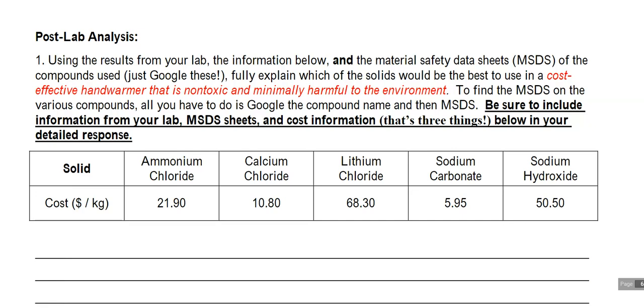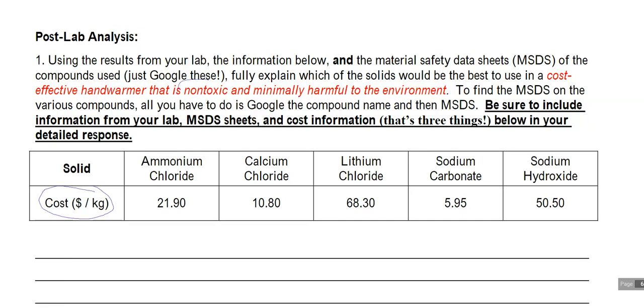So if you ever use an instant hand warmer, obviously you want them to be relatively cheap if you're the company that's producing these. So you don't want to spend a lot of money making it, because you're not going to sell it for a lot of money, obviously. So you want it to be relatively cheap. And here I give you the cost in dollars per kilogram of the solids. All right, these are all the ones that you used in the lab.